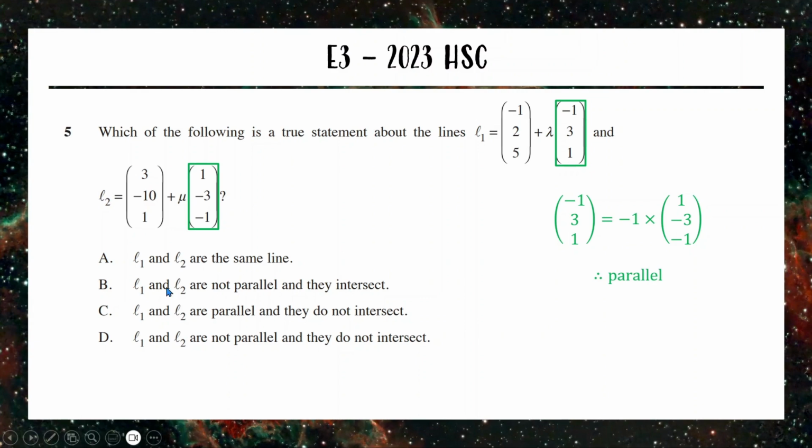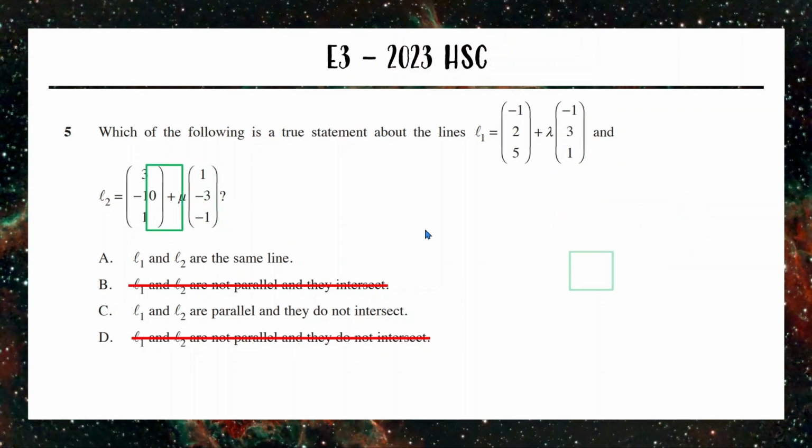So if they're parallel, we can cross off options B and D because B and D say they are not parallel. So it's got to be A or C. So now that these two lines are parallel, either they are parallel and they don't intersect, or they're parallel and they're going through the same point, which means they're the same line. Because if they're parallel and they go through the same point, it has to be the exact same line. So let's see if they go through the same point.